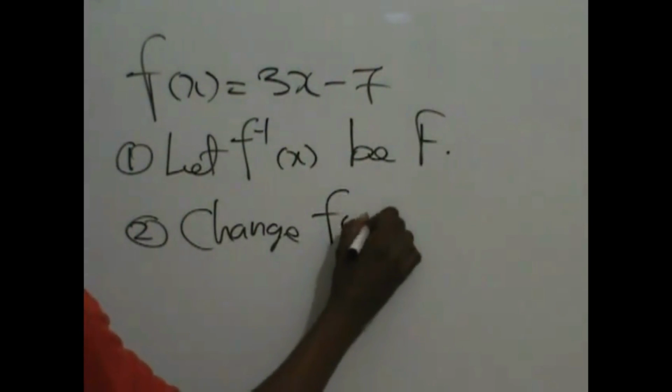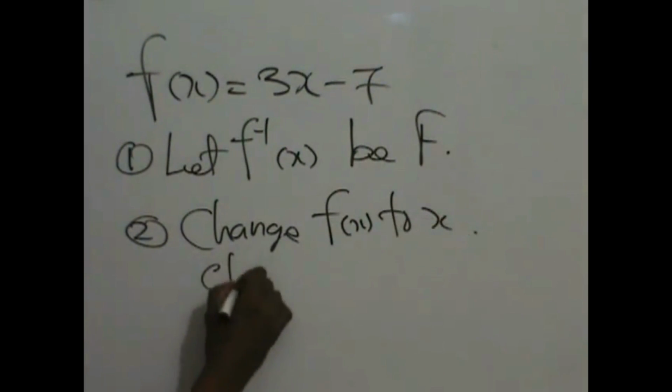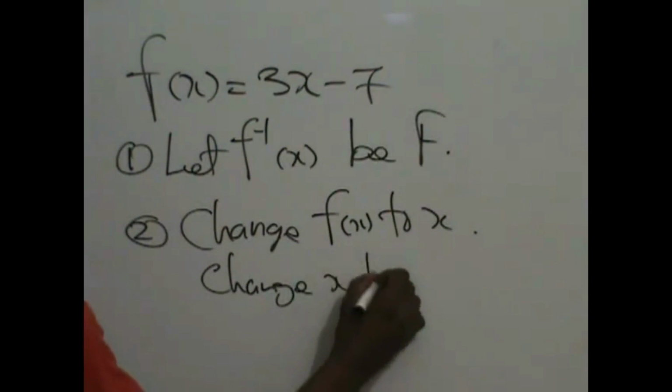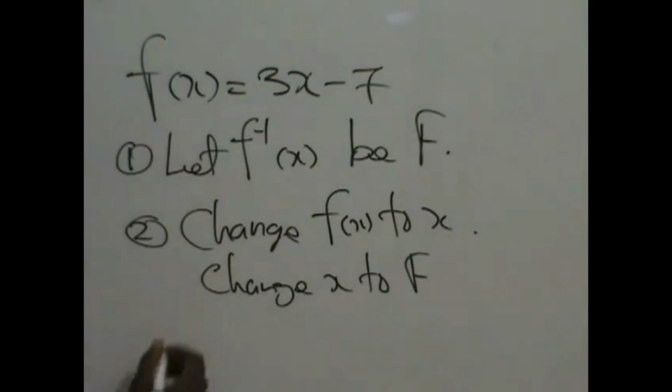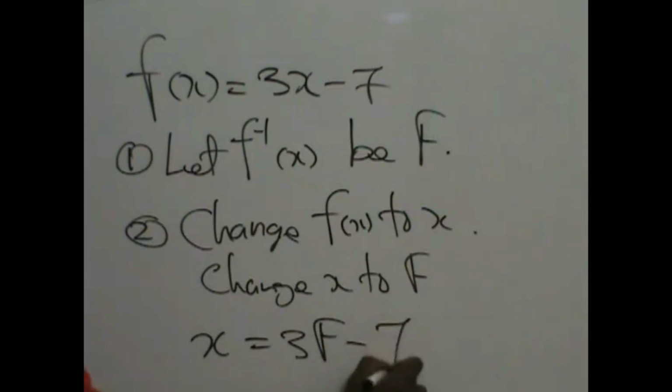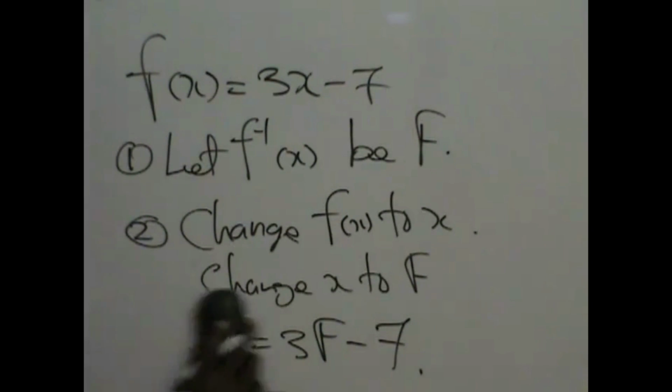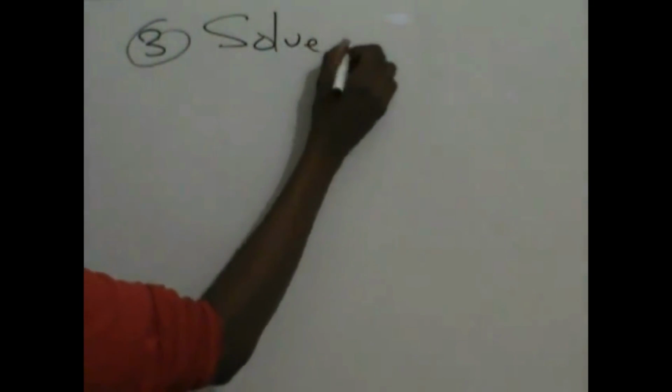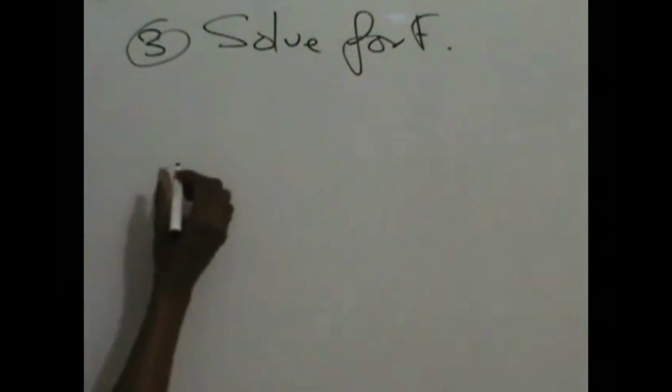The second step, step 2, is where you actually invoke the transform. Change f of x to x, and then you change x to big F, and then after you do that, you have a new equation, which would now be that x will be 3 by big F minus 7. The next step will then be to solve for big F. Alright, step 3, solve for big F.